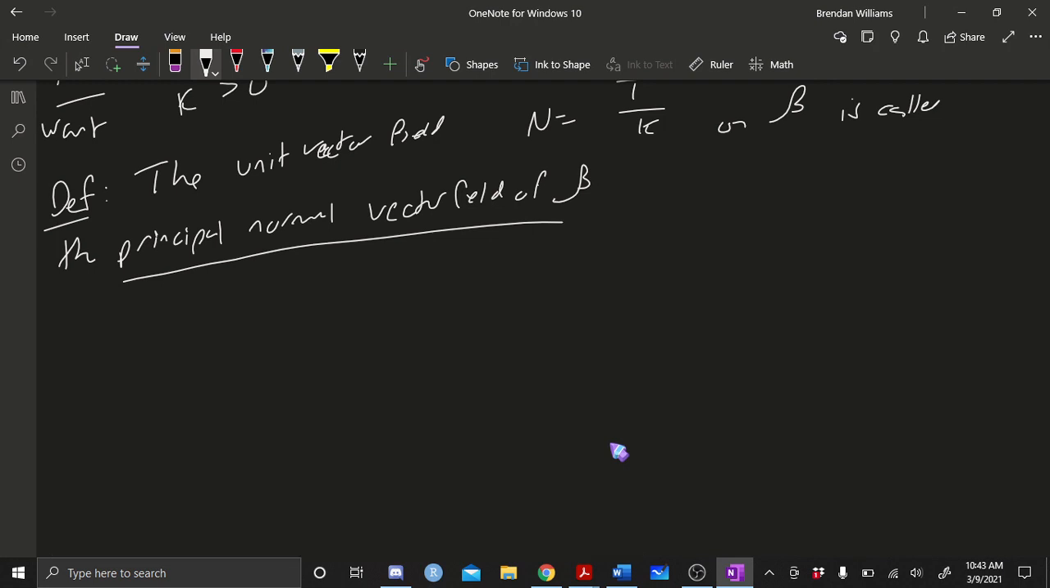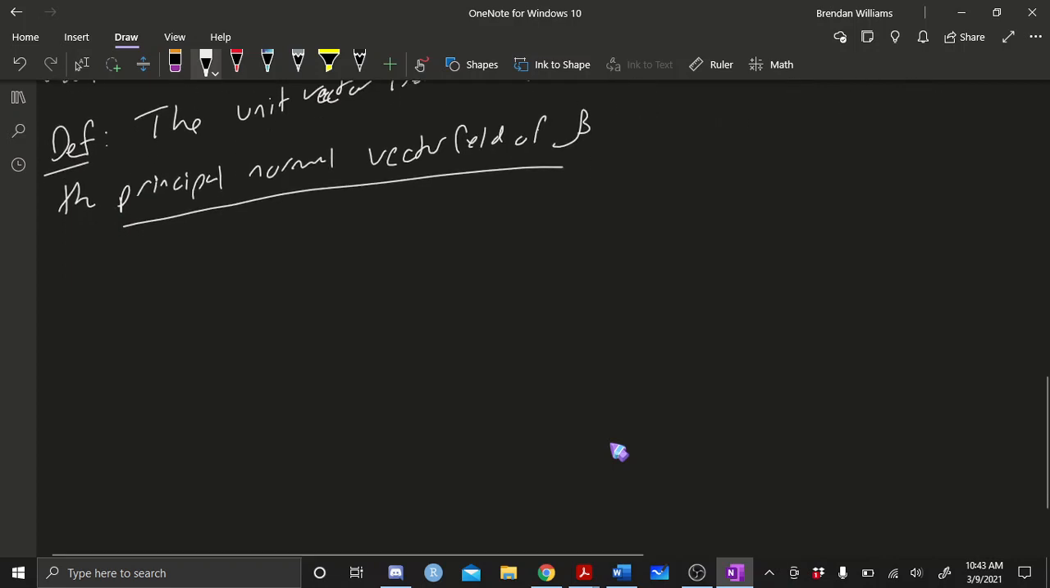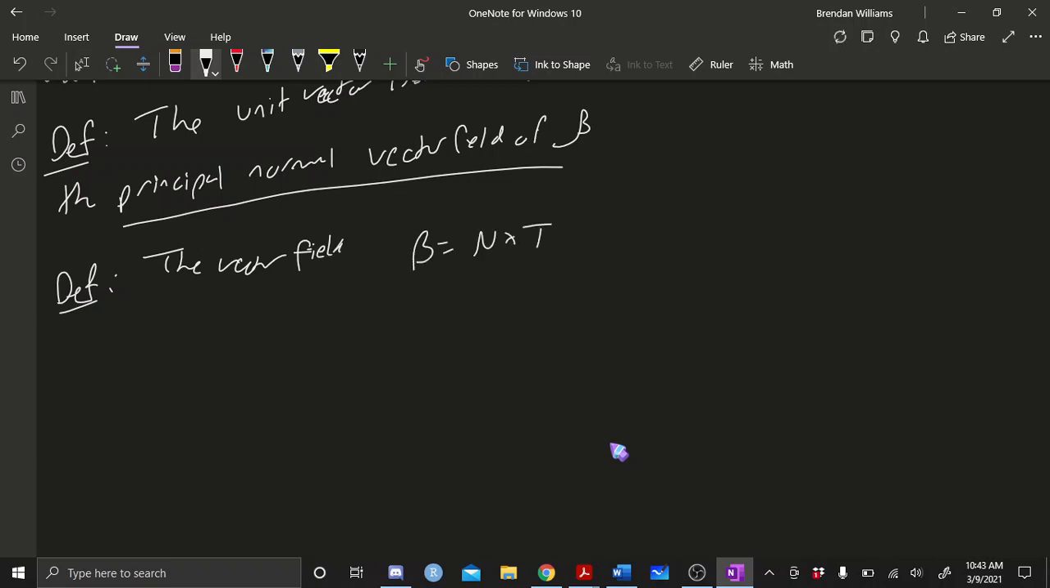Okay, and we have one last thing to define. The vector field B equals N cross T of the curve beta is called the binormal vector field of beta.